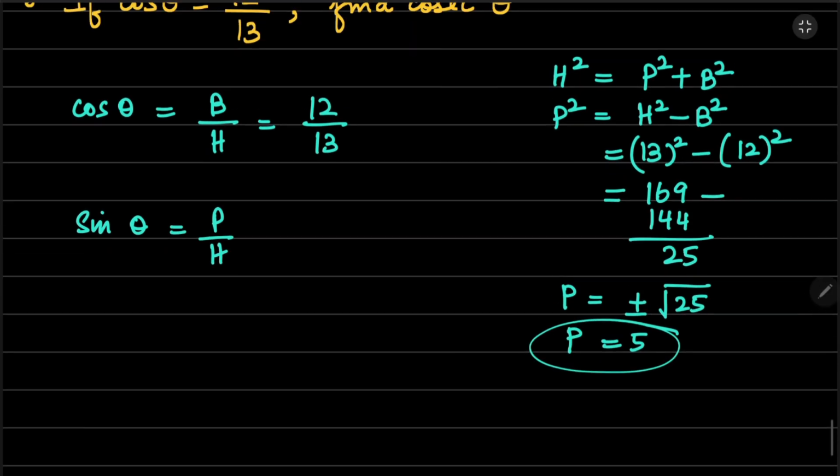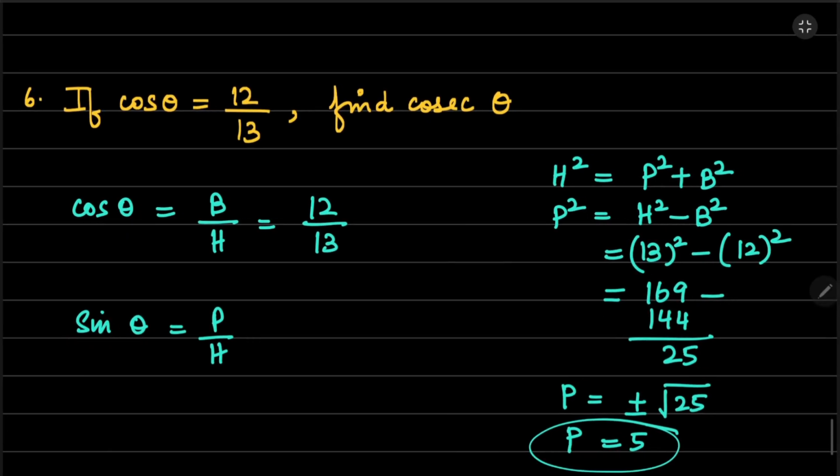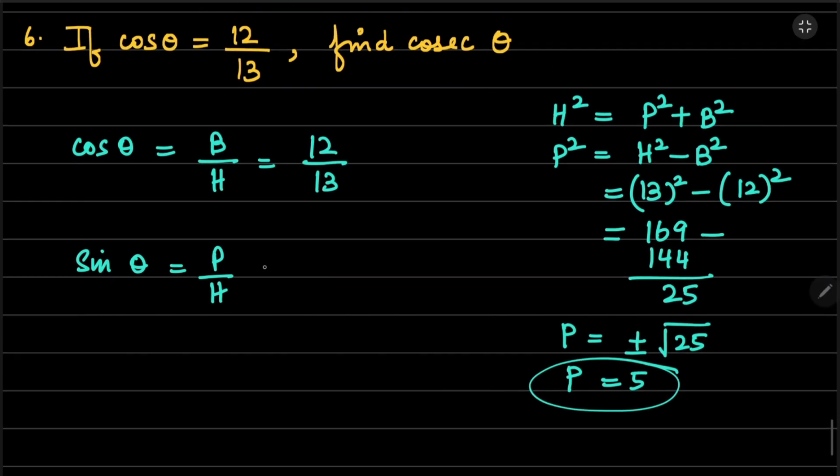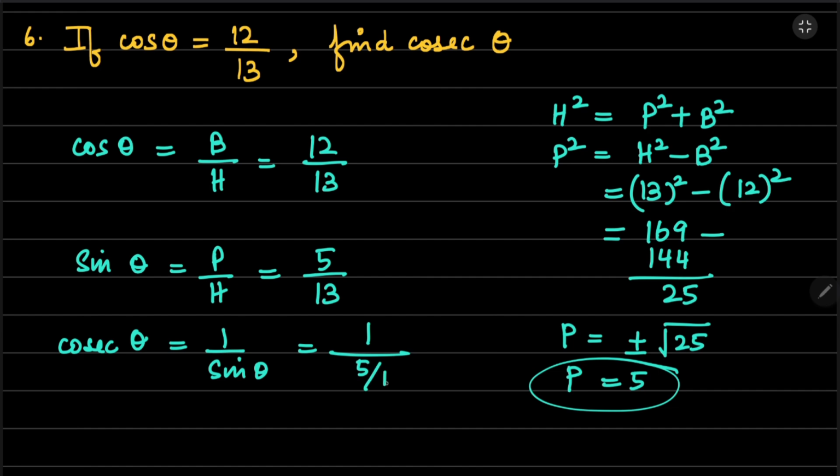Okay. And so if you have got perpendicular, you know base, you know height, you can find out what sine theta is. What is sine theta? P by H. P is 5. H is 13. So what is cosecant of theta? It will be 1 over sine theta. So 1 by 5 by 13, which is nothing but 13 by 5. You have to just take the reciprocal. Okay. I hope it's easy and you're able to understand.